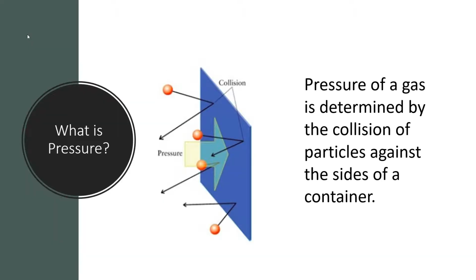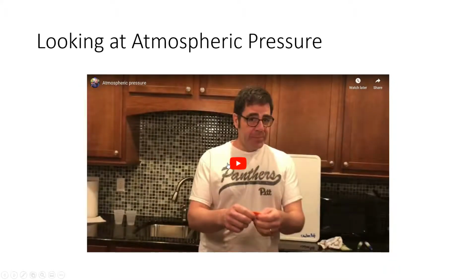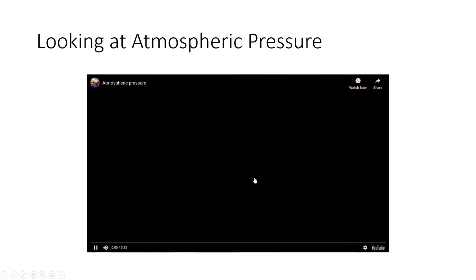All right, so the pressure of a gas is determined by how many times something collides against the side of the container, basically a pressure gauge, how many times that pressure gauge is getting hit with a gas molecule or atom. Here is a video that I put on. I highly recommend you watch it. I take a balloon and show you some of the effects of atmospheric pressure. I'm not going to get into that right now because that's a 5-minute thing.